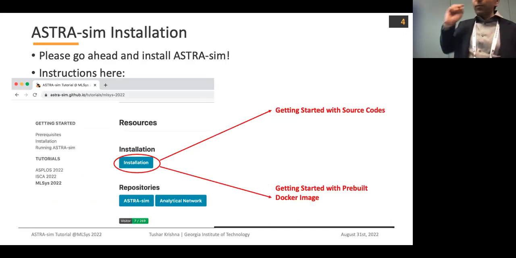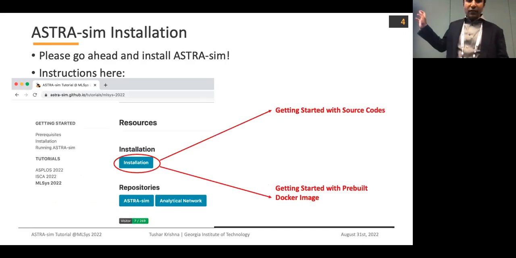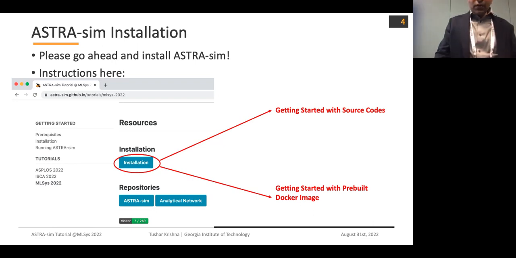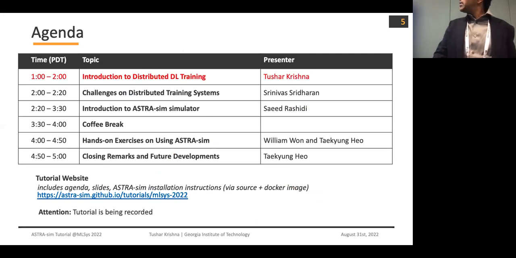So this is the page I was talking about. Here we've given you installation instructions to install ASTRA-sim from the source, or you can just get started with a pre-built Docker image. The Wi-Fi here is apparently quite slow, so if you want to go ahead and get started, download it, and you can then use it as we go through the hands-on exercises in the next part of the tutorial. All right, so with that, let's get started.